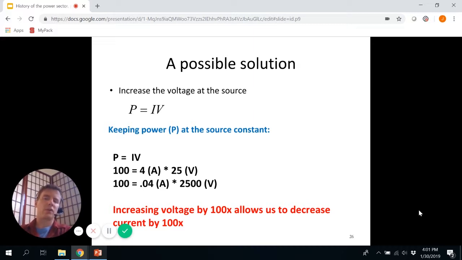So we can get 100 in terms of watts power by multiplying a current of 4 amps times a voltage of 25 volts. Or we can get that same power by multiplying a much smaller current of 0.04 amps times a voltage of 2,500. So in this case, what it shows is that we can increase the voltage by 100 times, and that allows us to decrease the current by 100 times while keeping the actual production of electricity or power identical.